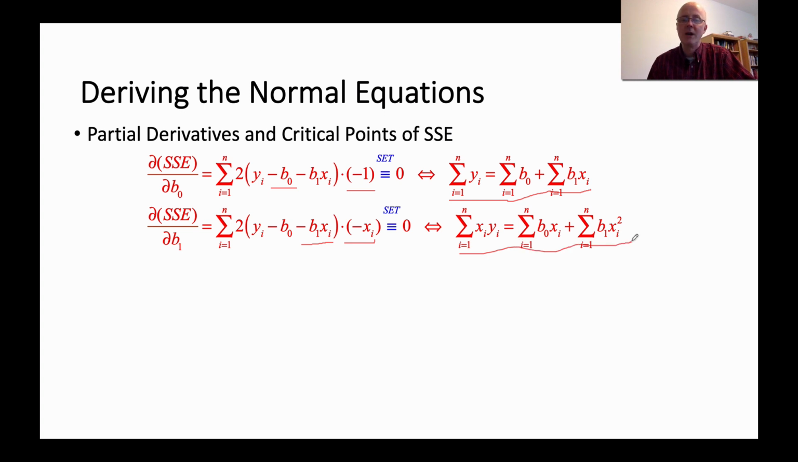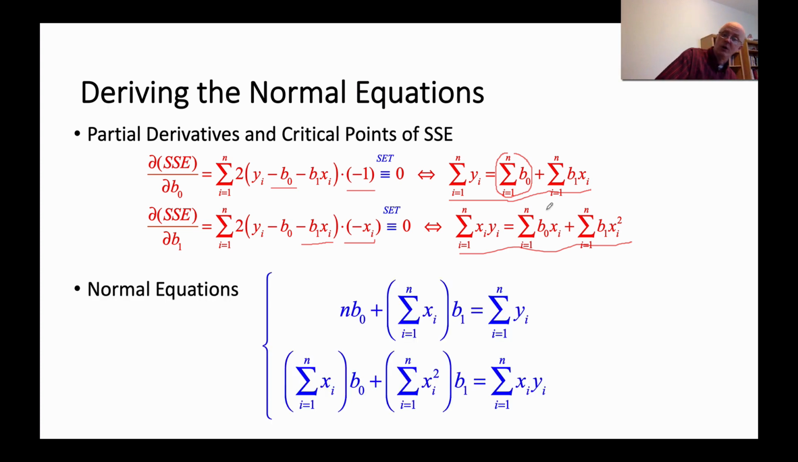Keep in mind in these equations, the x's and y's are fixed. It's the b0 and b1 that are unknown. Now you can simplify this further. For example, the sum of the b0's over where i goes from 1 to n is just n times b0, because b0 is constant with respect to i. Likewise with these other terms, the b's can be factored out. You can rearrange, and here's your system of so-called normal equations.